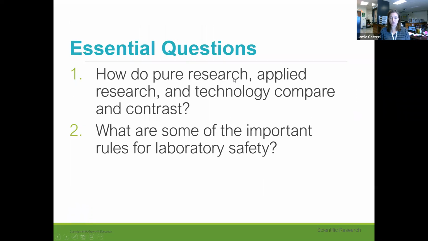We only have 2 essential questions for this lesson. How do pure research, applied research, and technology compare and contrast? What are some of the important rules for laboratory safety? We already covered some of that, but it's going to be good to go over it again.